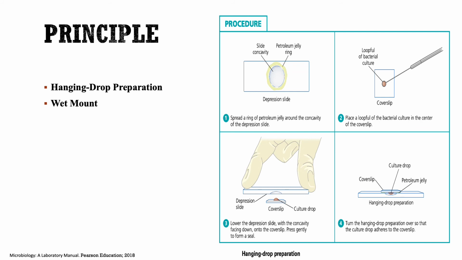For the examination of the motility, the movement of the bacteria, we need one of two methods. One method is called the hanging drop preparation, hanging drop or wet mount.